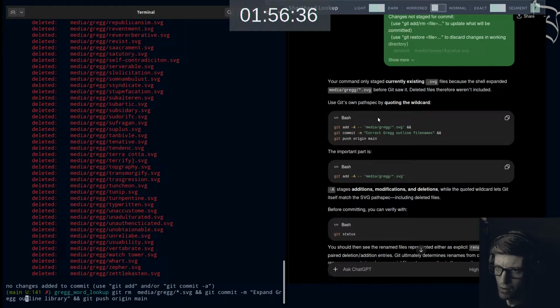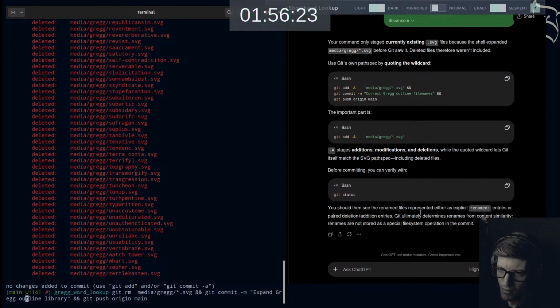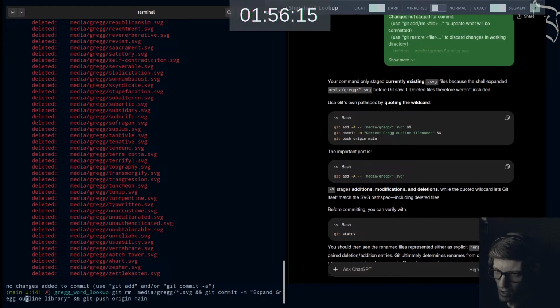Okay. Use git's own pathspec by quoting the wildcard. The important part is -A. Oh, capital -A. Okay. So before committing, you can verify with status. You should then see the renamed files represented either as explicit renamed entries, or git ultimately determines renames from content similarity.